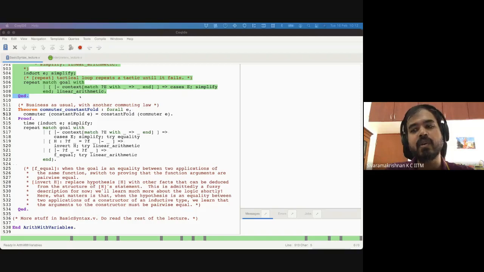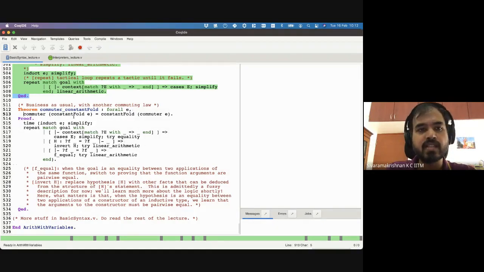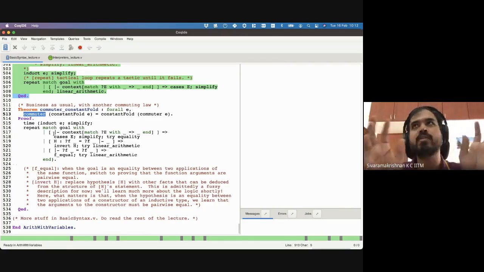simplify proofs. So here is one other thing, the last example that we'll go through in basic syntax before moving on to the next lecture. So what are we saying here? We are essentially saying that the commuting function commutes the terms: plus commutes and times commutes.